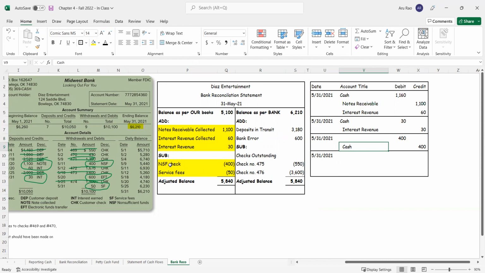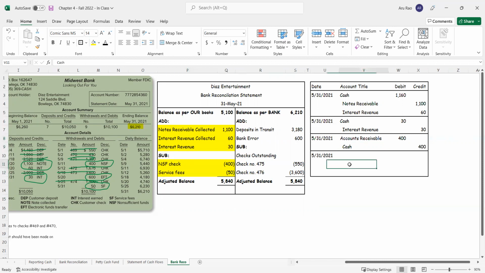This was a customer who gave me a bad check. I'm going to ask them to give me that money now. So it's basically accounts receivable debit. I'm bringing them back into my books and saying they owe me the money. Accounts receivable debit 400, cash credit 400.